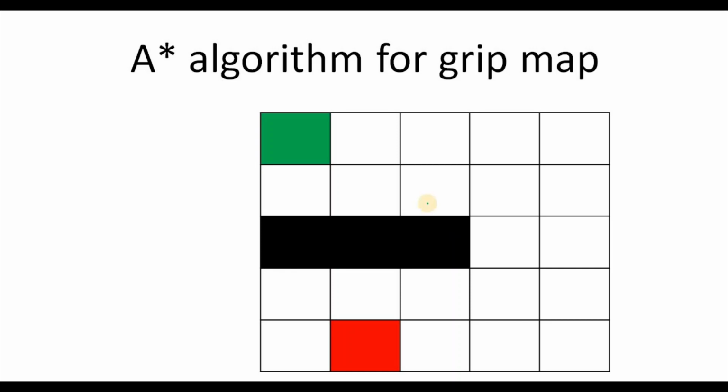Now let's apply A star algorithm for a grid map, a discrete binary map. So this is our start location, these are the obstacles we have, and this is our target or goal location. This grid has five rows and five columns, and in total we have 25 cells. To make things easier, we only consider four connectivity, which means that each node will be connected to four other nodes only. Only horizontal and vertical connections we consider, and we ignore the diagonal connectivity.